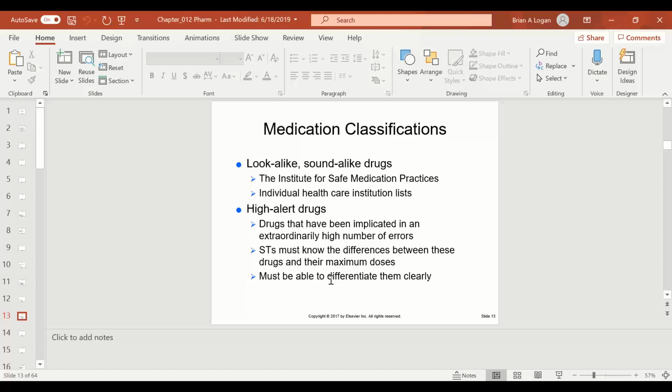But each one of my cups was labeled. He just didn't read the label. He just stuck his syringe in there and pulled up. So we got to be on alert for those kind of things. Right? These high alert medications, these are ones that have been involved in a lot of errors.